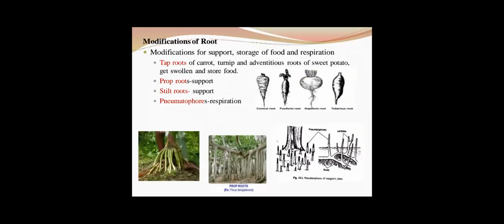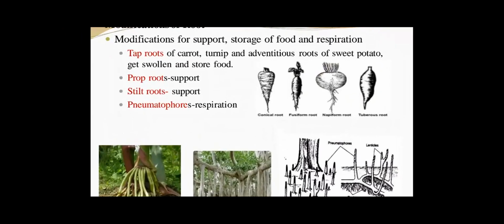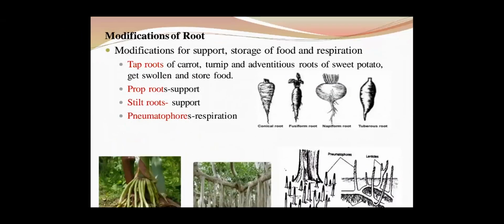Let us move ahead and have a glance at the modification of the root system. So students, you should know that roots in many plants will alter their shape and structure, and they become modified to perform some different or special functions other than their normal functions. Other than absorption and conduction of water, they do some specialized functions. The modifications can occur for the purpose of support, storage of food, respiration, etc.